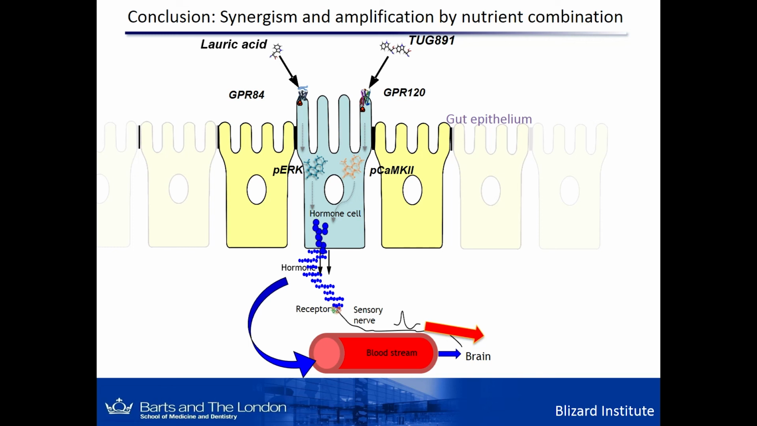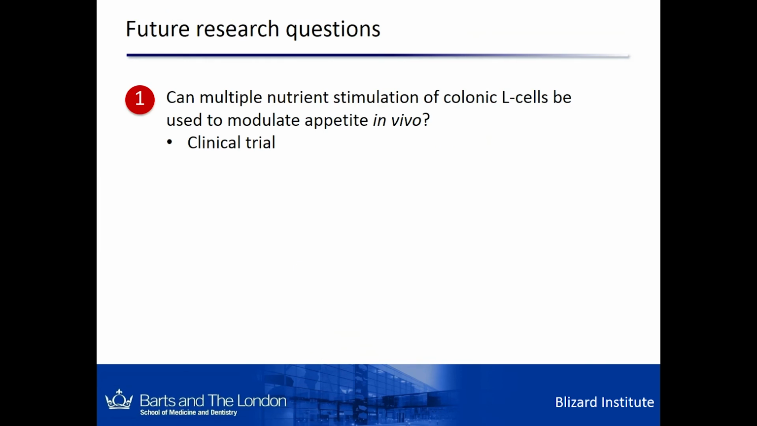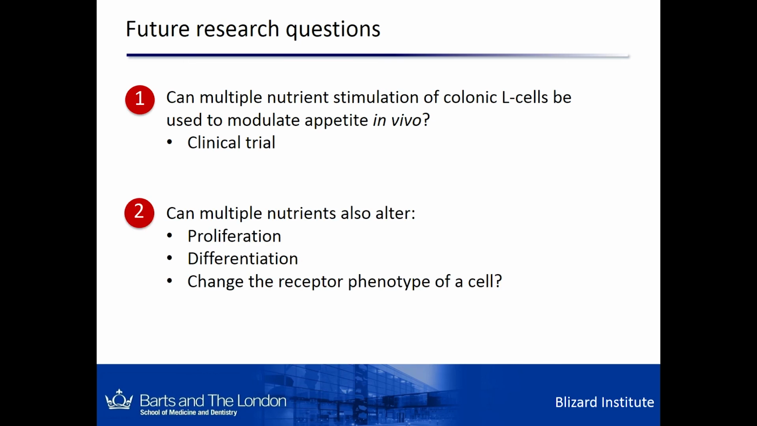In the future, the research questions are: is this going to happen in vivo? Can multiple nutrient stimulation of colonic L cells actually be used to modulate appetite in vivo? We have a clinical trial in progress, so hopefully we should find this out sooner rather than later. I'd also really like to know whether multiple nutrients can alter the proliferation and differentiation of cells that we discussed before, and also whether the receptor phenotype of a cell can be changed by the multiple nutrients that we're testing.